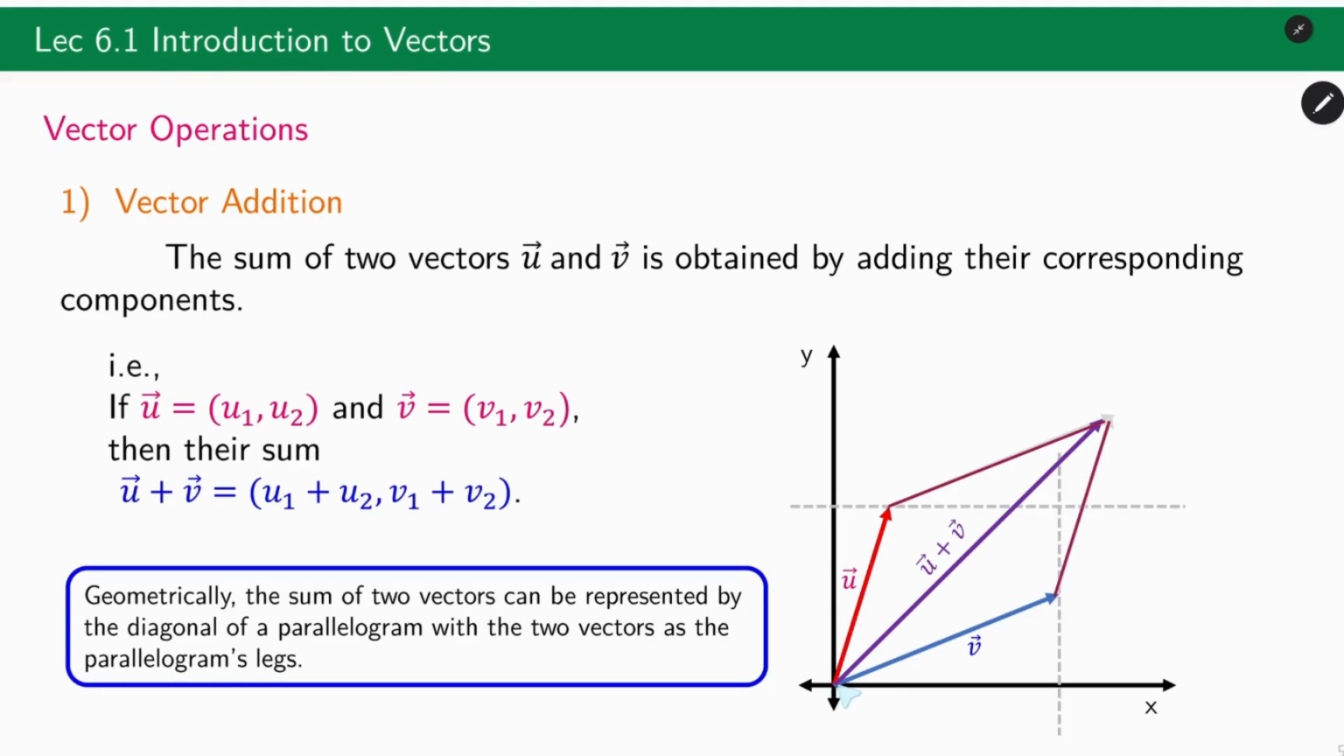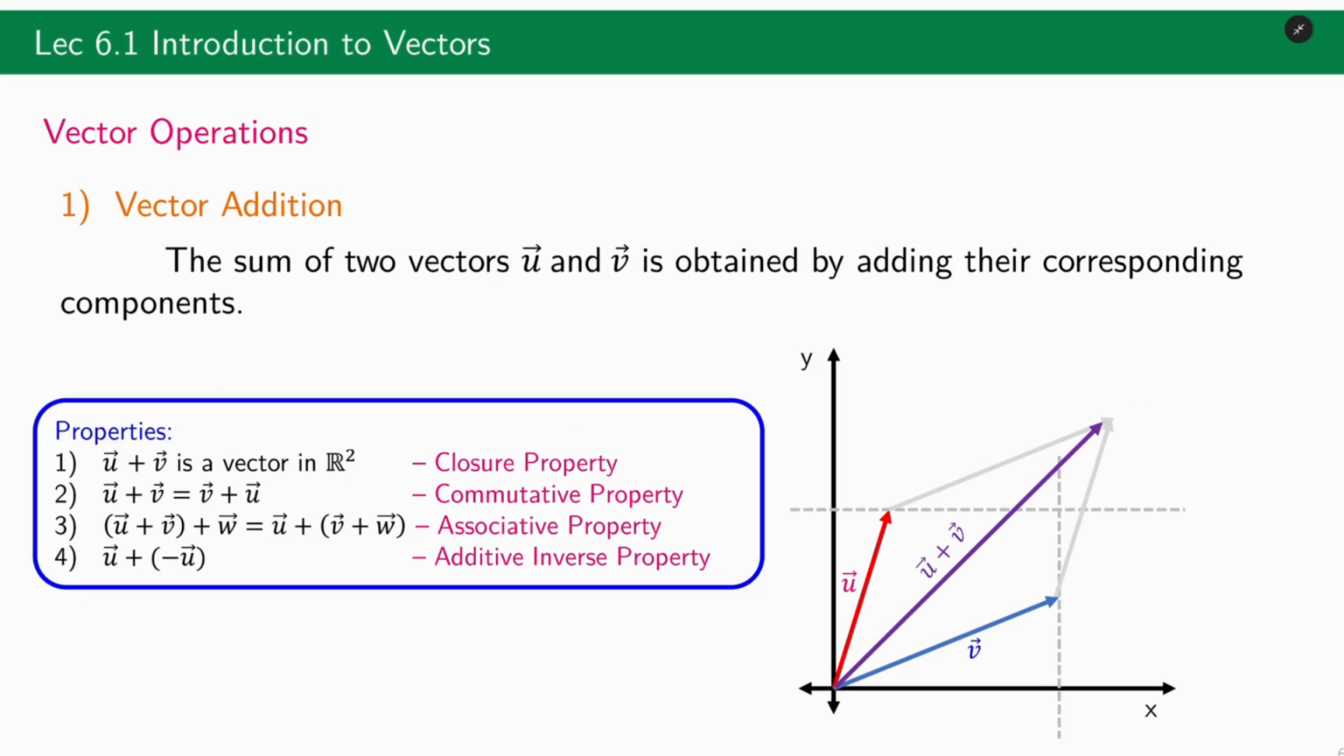And then when we draw the diagonal connecting the origin to the point where they meet, that is actually the sum of the vectors. These are the properties of the addition of vectors. If u and v belong to the same vector space, then the sum of them will be in the same vector space. We will discuss vector space in the next lecture video. This is the closure property.